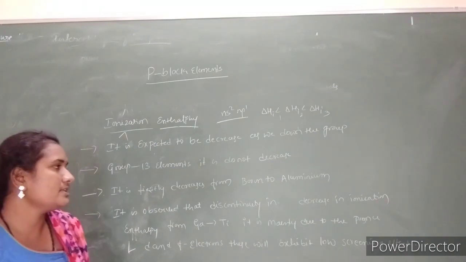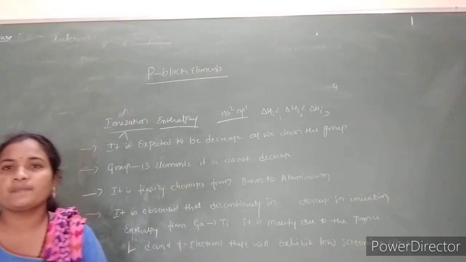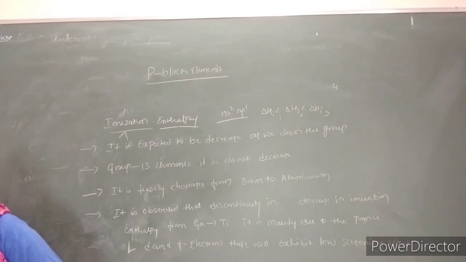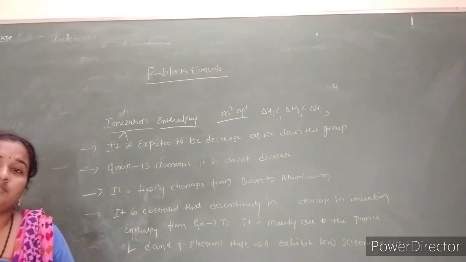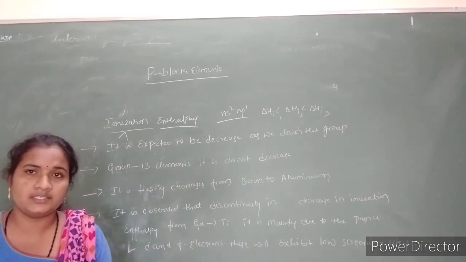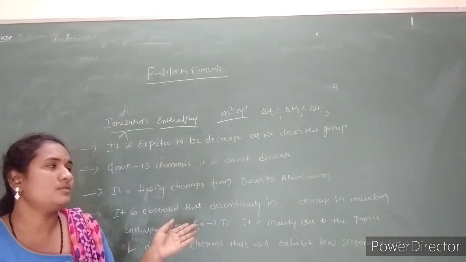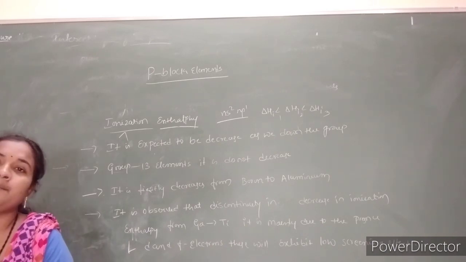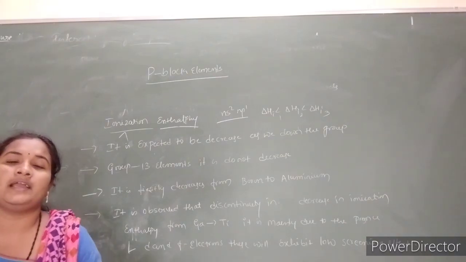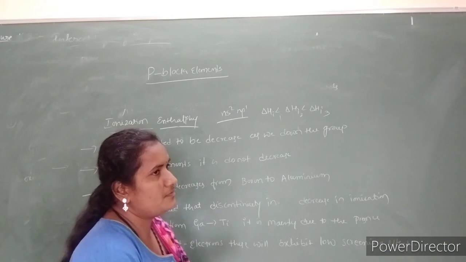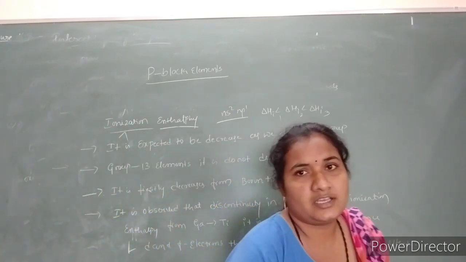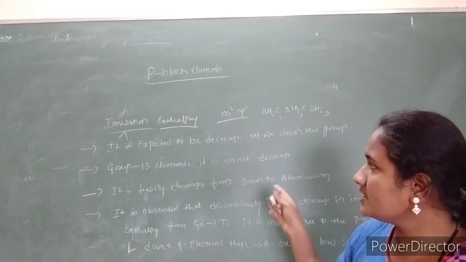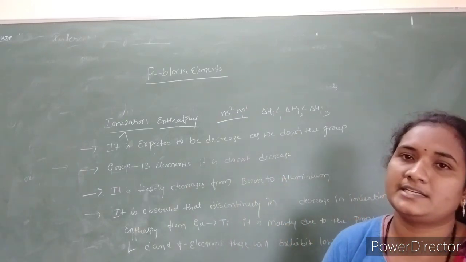Firstly it should show a decrease in electronegativity from boron to aluminum with the increase in size, but after aluminum it is showing an increase in electronegativity. It is because of their atomic size. So these are the properties of group 13 elements: the general electronic configuration, the ionization enthalpy, atomic radii, and the last one is electronegativity.